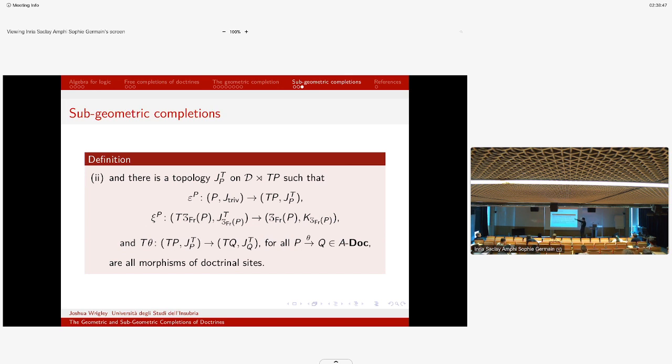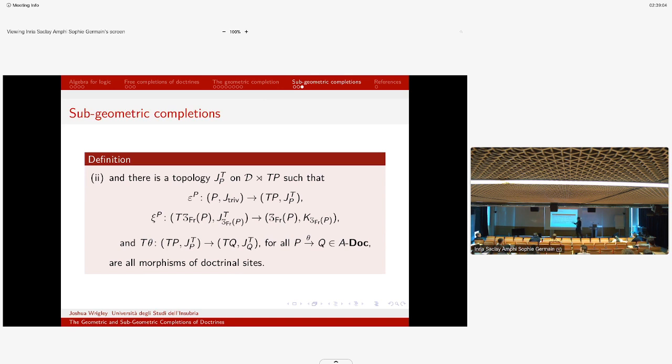And the second condition says that the added data I can see with a topology. So I just need a topology on the completion such that the unit of my subgeometric completion and the algebra morphism are both morphisms of doctrinal sites.